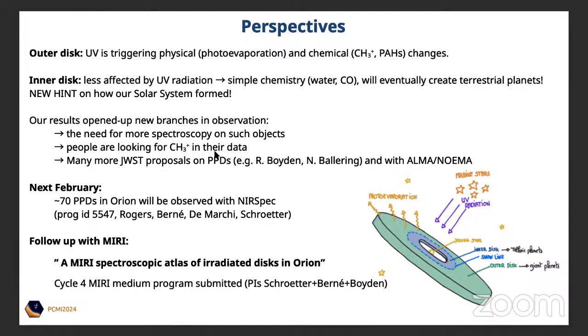Also, our result opened up new branches of observation. We need more spectroscopy of such objects with JWST, for instance. And people are now looking for CH3+ in their data, now that we have the signature of this molecule. Also, many more JWST proposals on protoplanetary disks have been accepted, as well as with ALMA and NOEMA. And next February, we will have around 70 more protoplanetary disk spectra using NIRSpec.